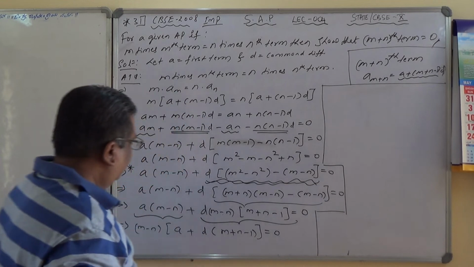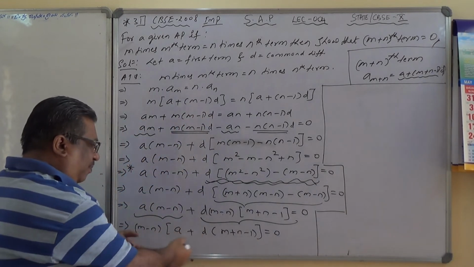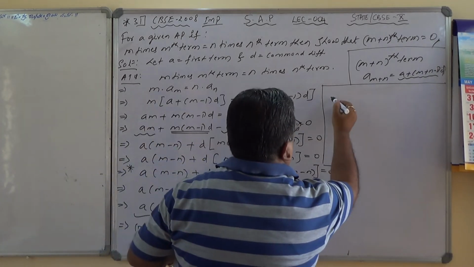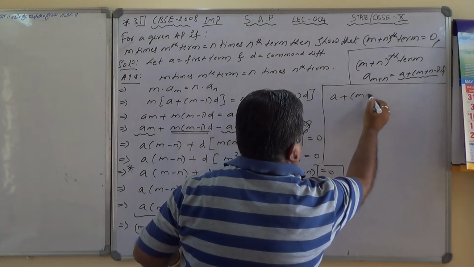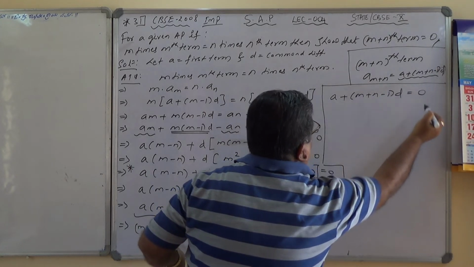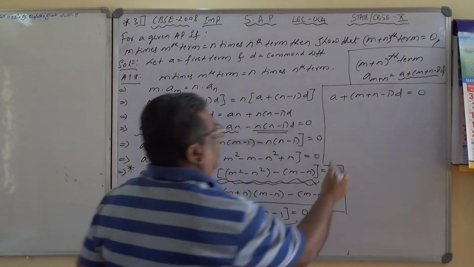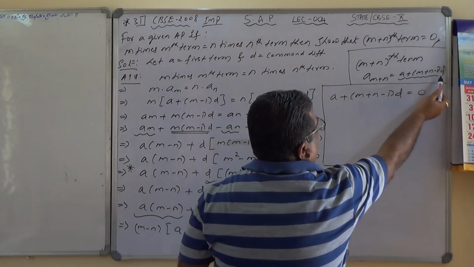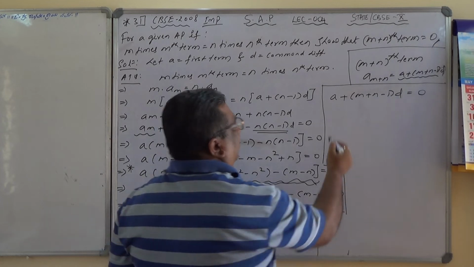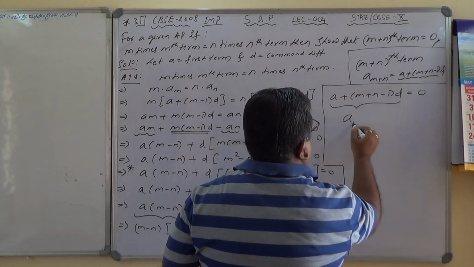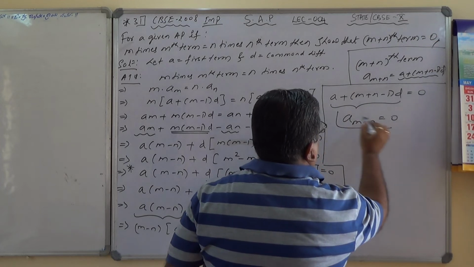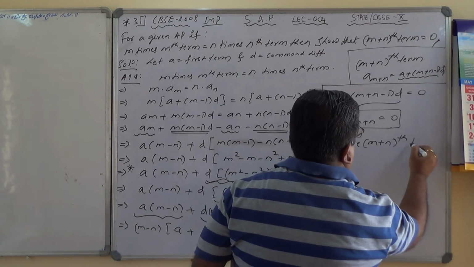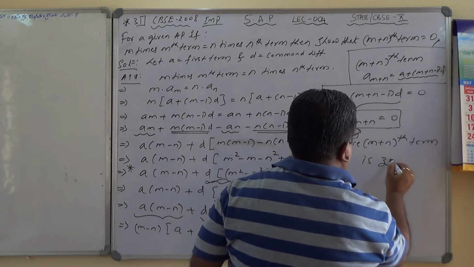Now m minus n will go this side because these two are products basically. This will go down and become 0. So what I ultimately am getting here is A plus m plus n minus 1 times D equals 0. What is A plus m plus n minus 1 times D? Check this, what I did right. A plus m plus n minus 1 into D is nothing but the A plus mth term, and therefore this is nothing but A m plus n equals 0. Hence m plus nth term is 0.